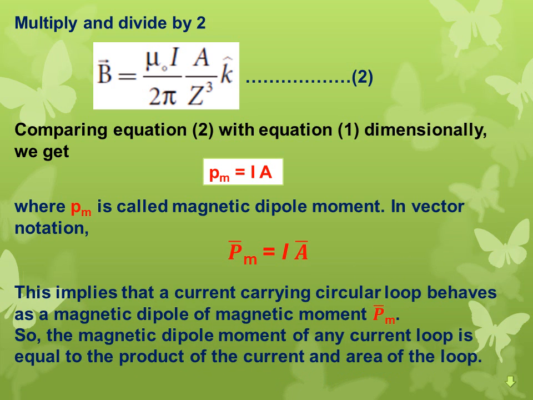This implies that the current carrying circular loop behaves as a magnetic dipole of magnetic moment Pm. So the magnetic dipole moment of any current loop is equal to the product of the current and the area of the loop.